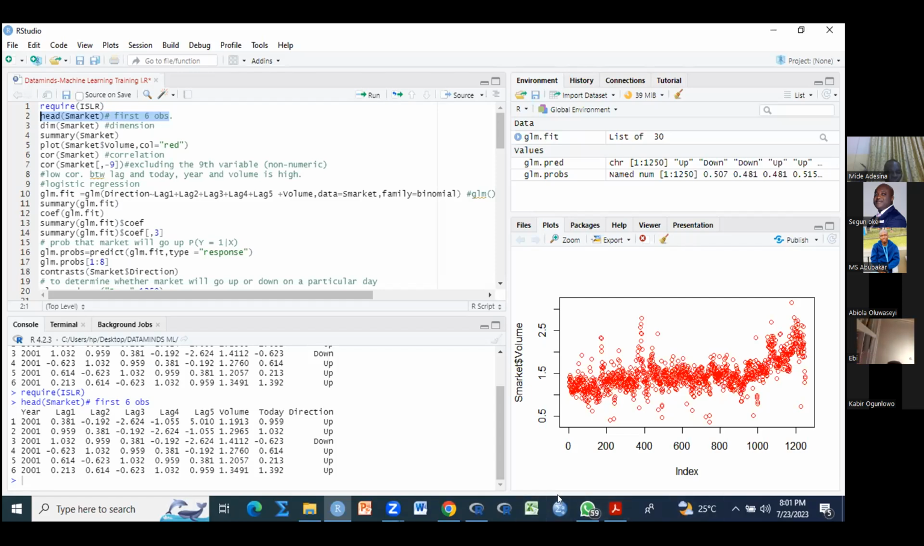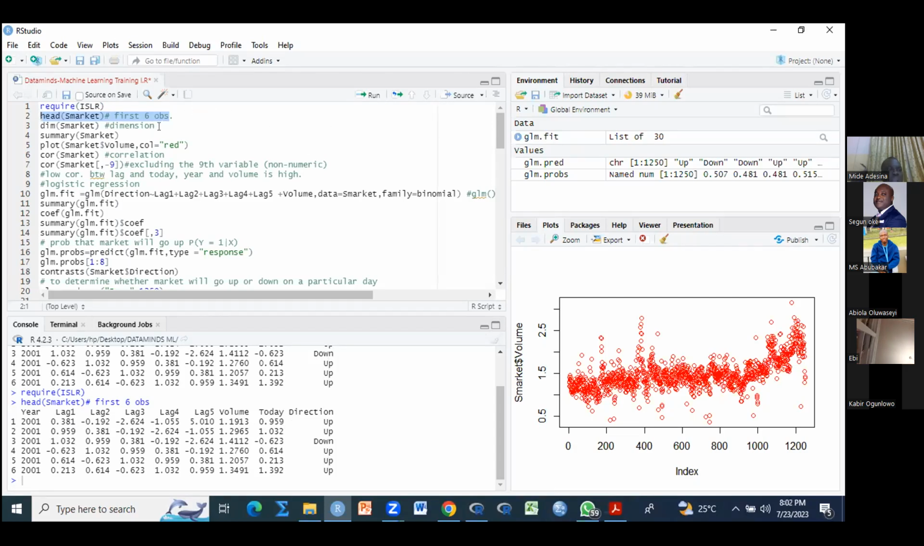We also check what our variables look like. You can see that for 2001, that particular day, because it's every day of 2001, day 1, day 2, like that, the lag is 0.381. You can see that for today it is 0.959. So that's for today.